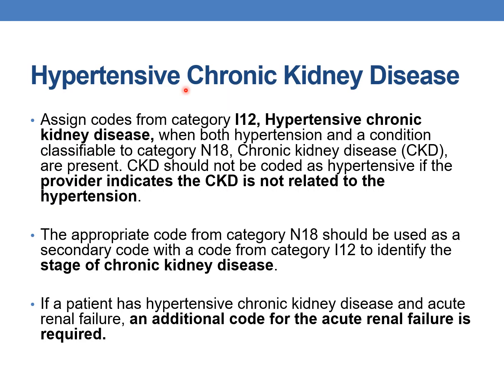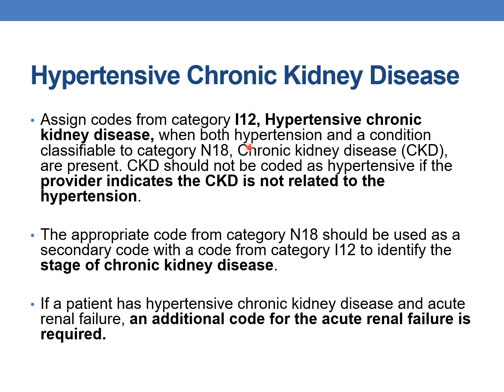First, let us discuss hypertensive chronic kidney disease. Hypertension associated with CKD. In part 1, we discussed that both heart involvement and kidney involvement are considered related conditions for hypertension. So assign a code from category I12.